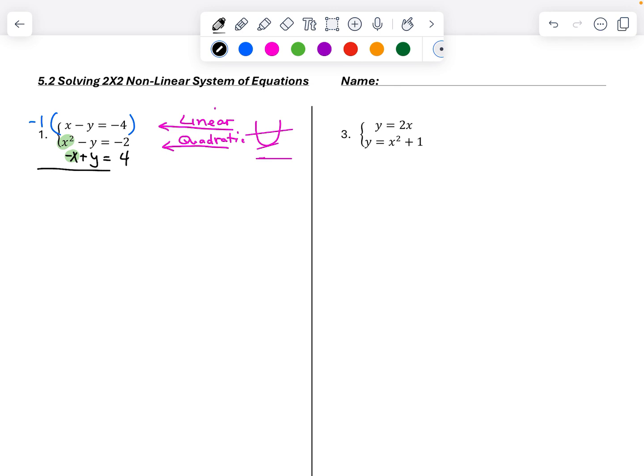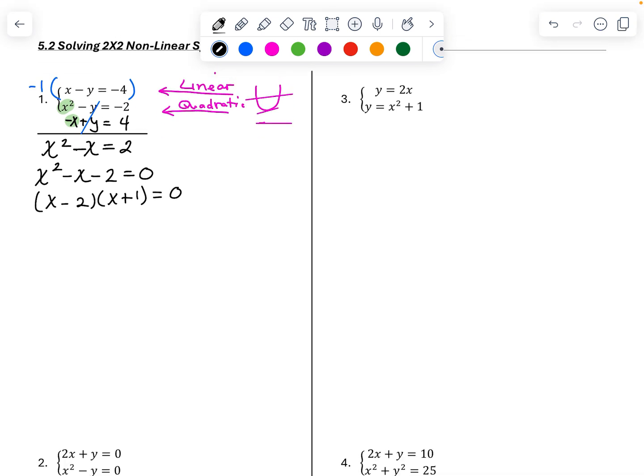So when we add these two lines together, we're going to have x squared minus x. The y's cancel each other out because negative y and positive y equal no y's. And -2 and 4 are 2. Then we have a quadratic equation of x squared minus x minus 2 equals 0. Then we factor that. Then we solve. So x is 2 and x is also -1.